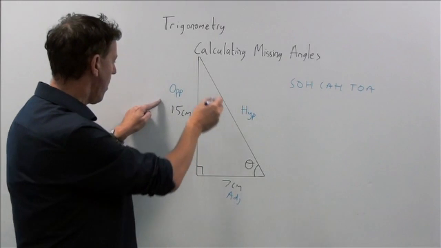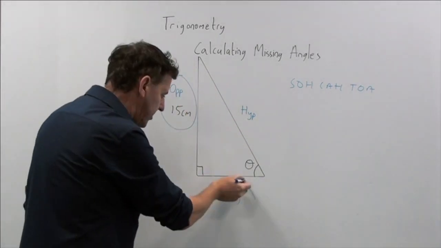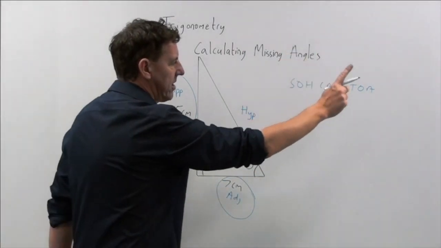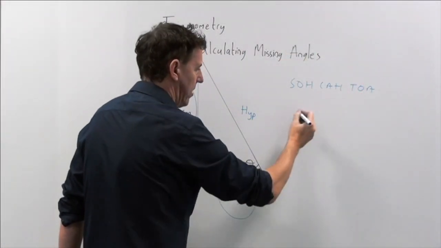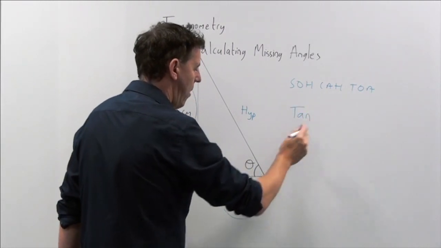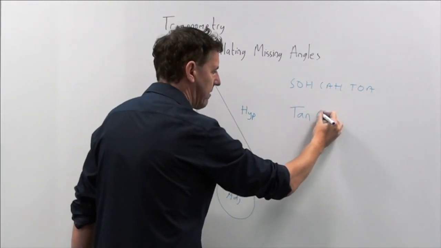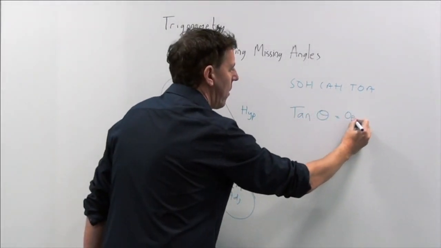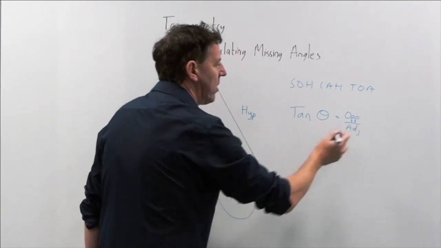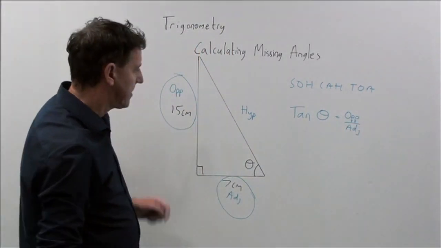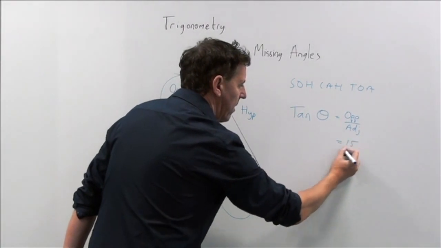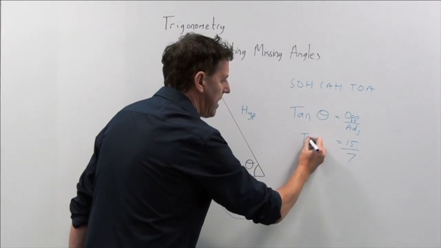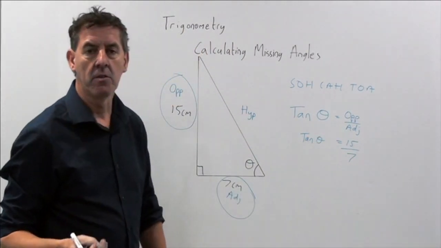I've got to use the one that's got the opposite side and the adjacent side, because those are the two sides that I've got. Which ratio has got the opposite and the adjacent in it? Tangent ratio. So here we go. Tan of the angle that I'm trying to calculate is equal to opposite over adjacent. The opposite side is 15 centimetres. The adjacent side is 7 centimetres. And I'm asked to find that missing angle.